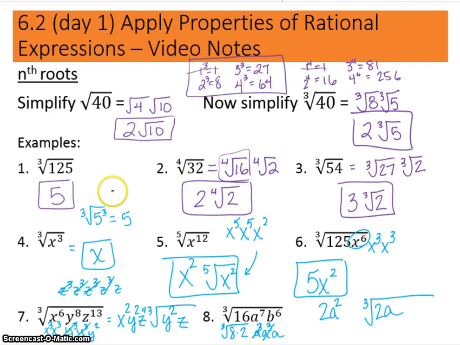And b to the 6th, we can write b to the 6th as b to the third, b to the third. No leftover, so we're pulling out b squared, and there's no b's left on the inside. So there is your answer for 8.